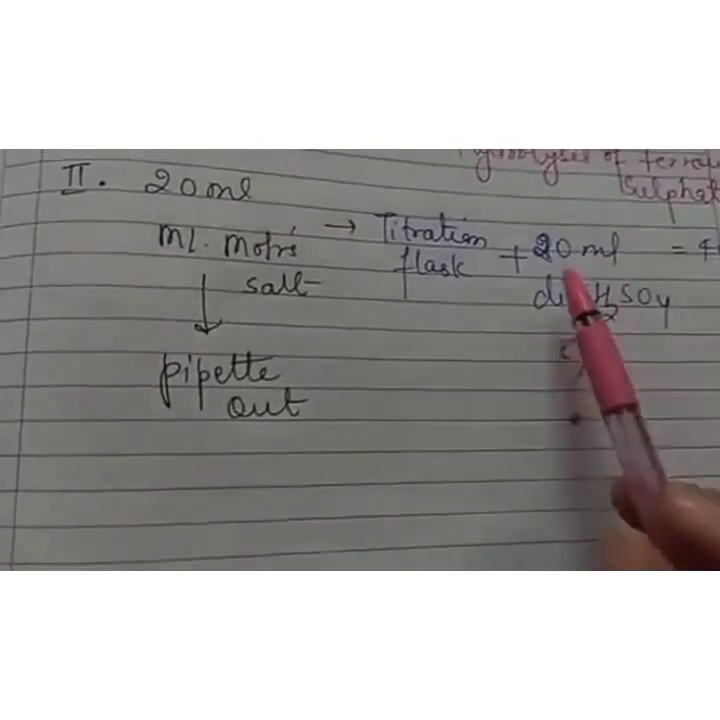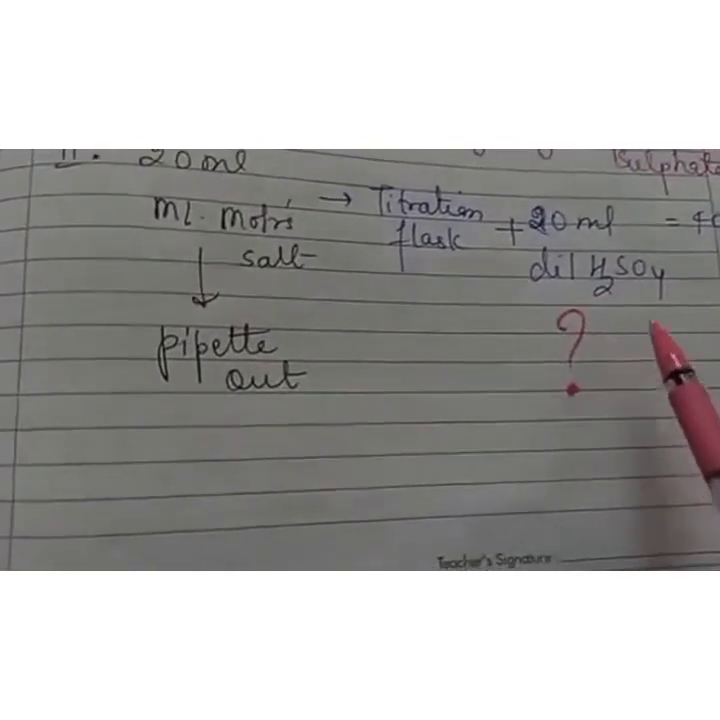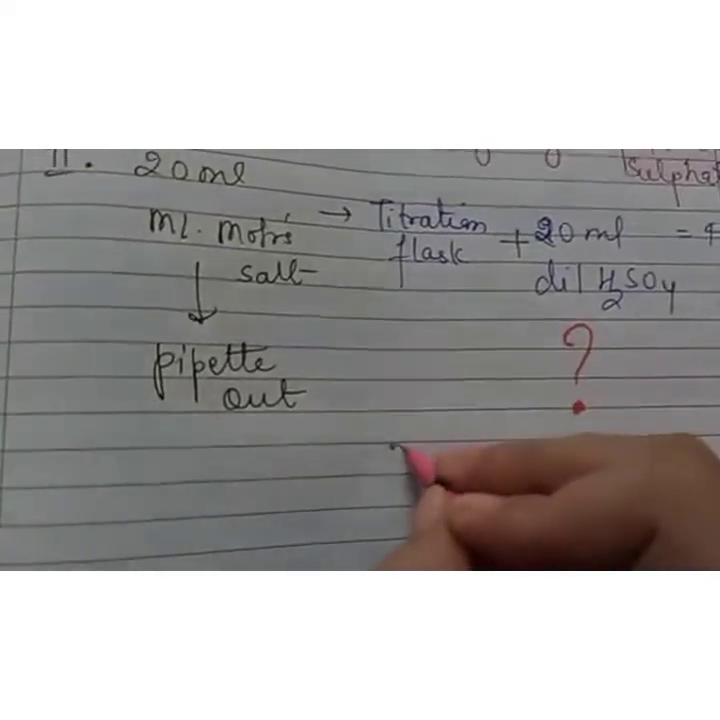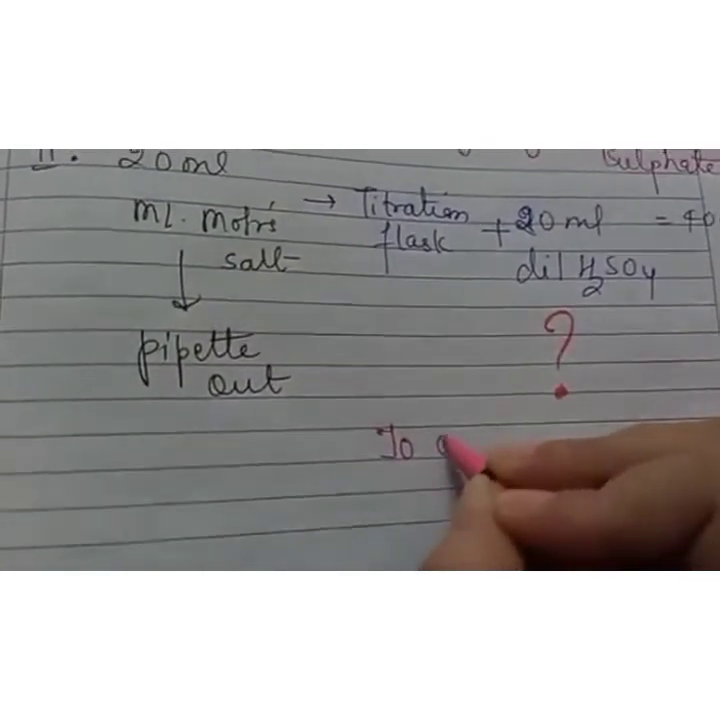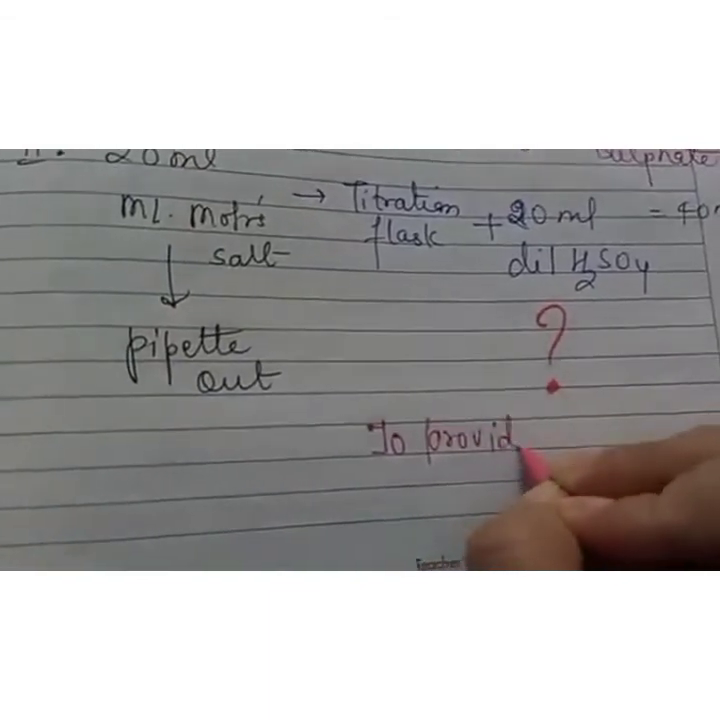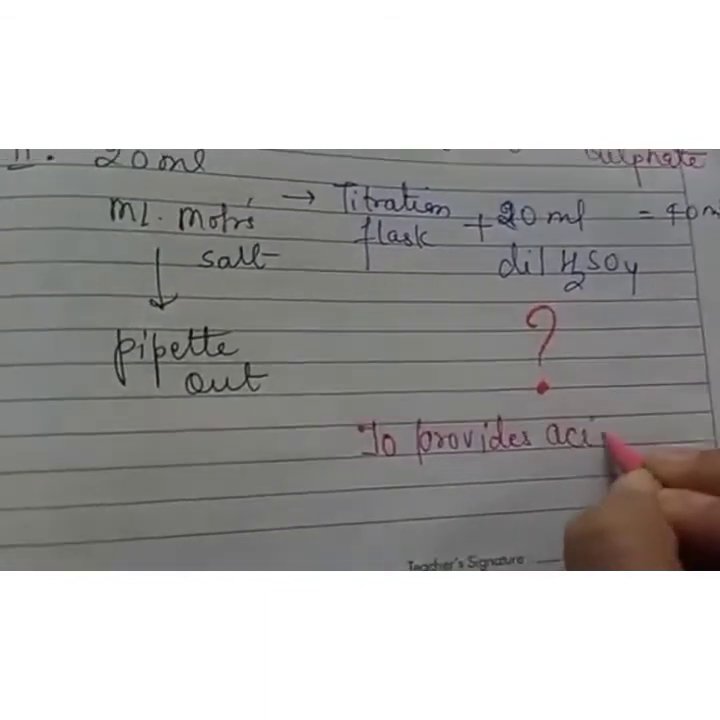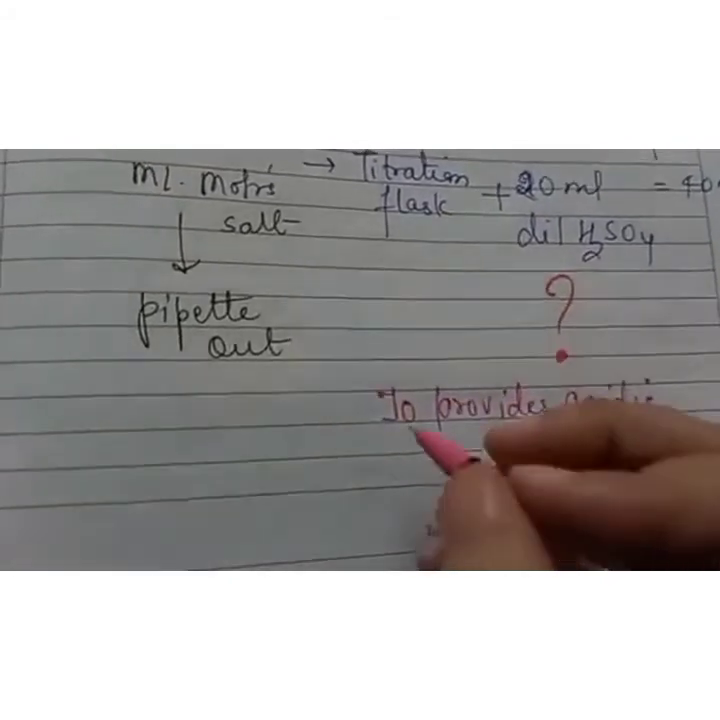Now again, we are adding this dilute H2SO4 in the titration flask. The purpose of adding dilute H2SO4 here is to provide an acidic medium to the redox reaction.